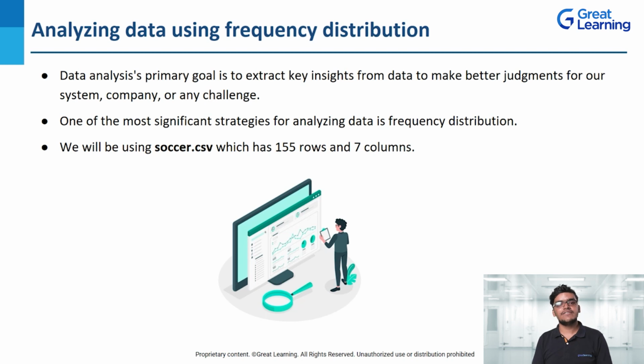One of the most significant strategies for analyzing data is the frequency distribution. Here we will be using the soccer.csv dataset, which contains 155 rows and 7 columns, and we're going to analyze this dataset. So how to analyze it? We will analyze this dataset in Jupyter Notebook. But let's first see the dataset.